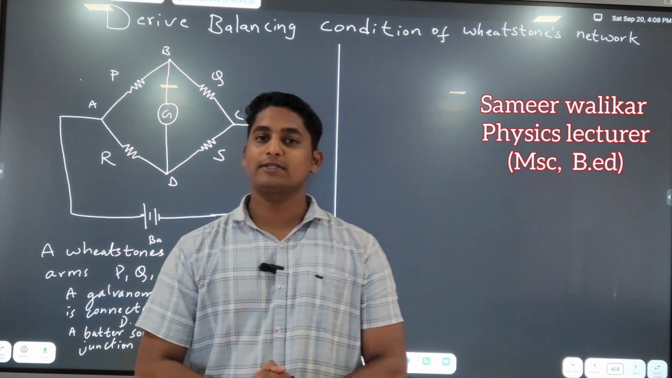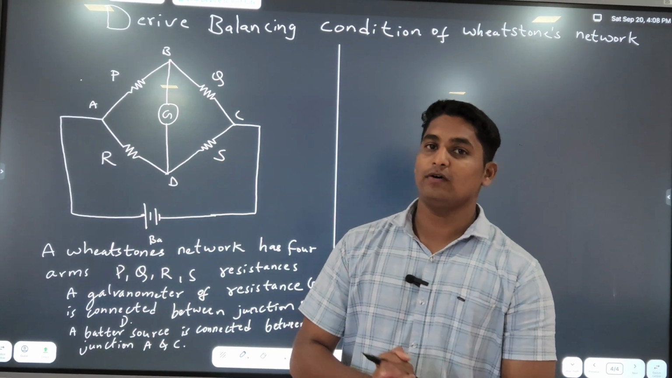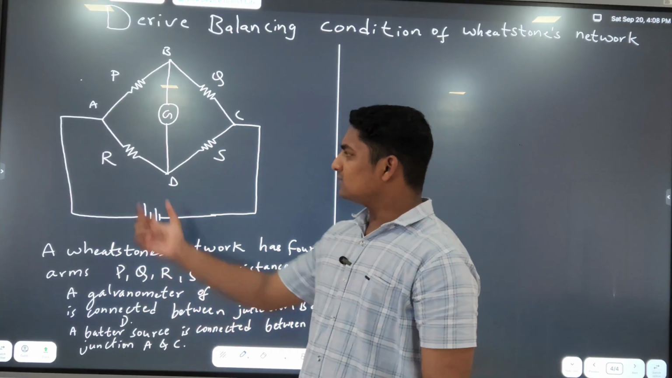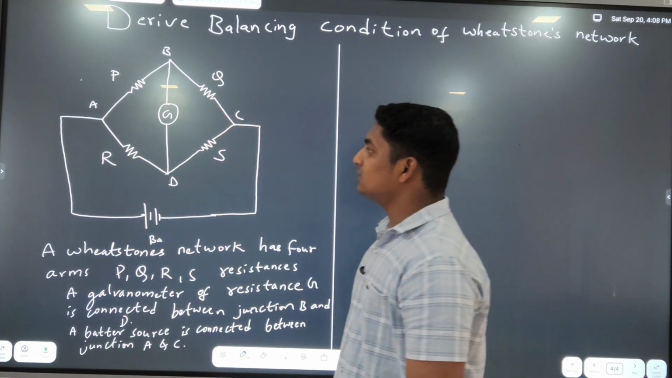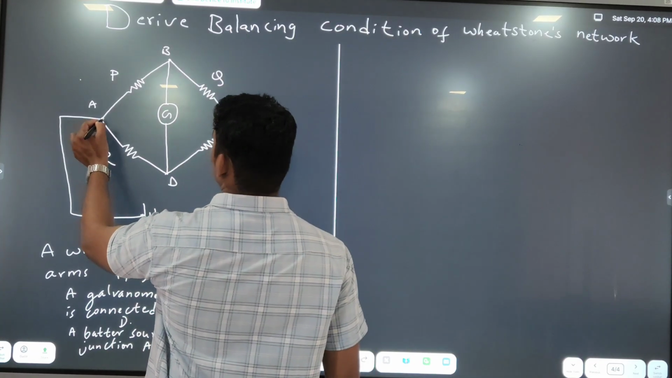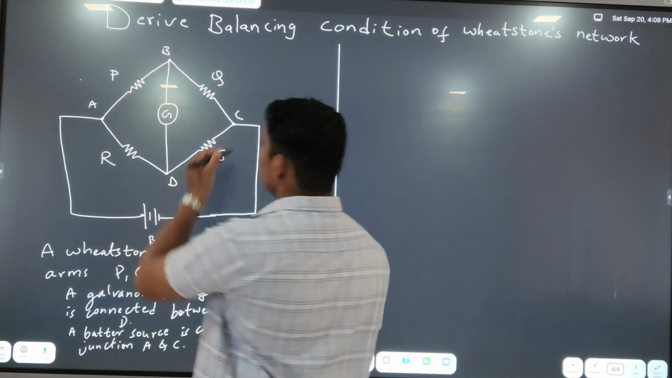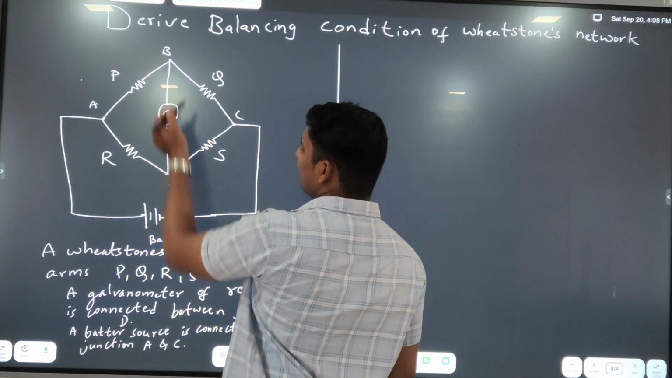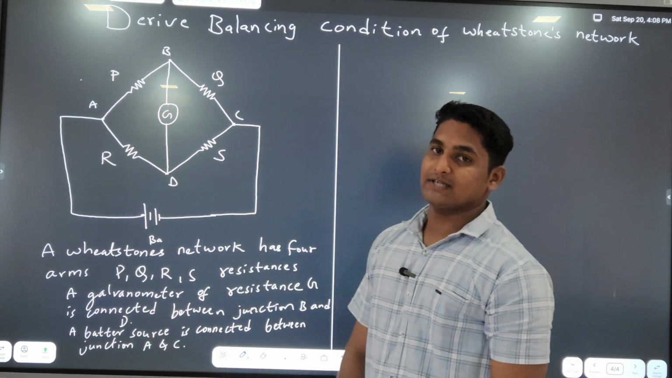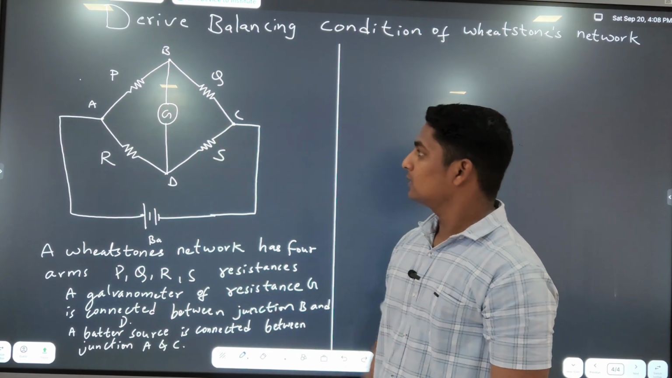In this video, I am discussing the balancing conditions of the Wheatstone network. This is the Wheatstone network. It has 4 arms of resistance P, Q, R, S. Let us suppose it has 2 junctions here, A and C, and 2 junctions above. In between B and D, a galvanometer of resistance G is connected.